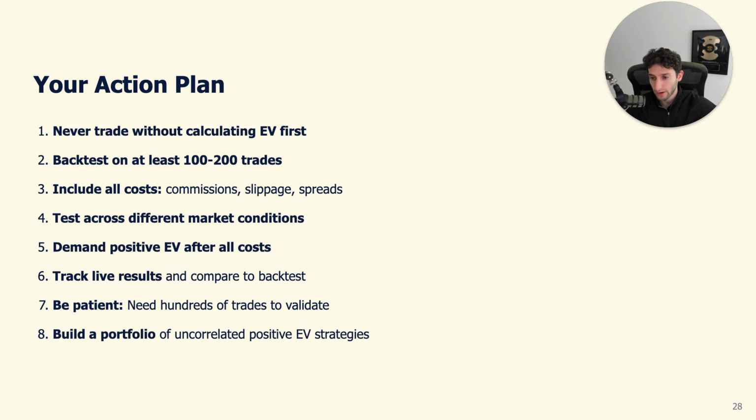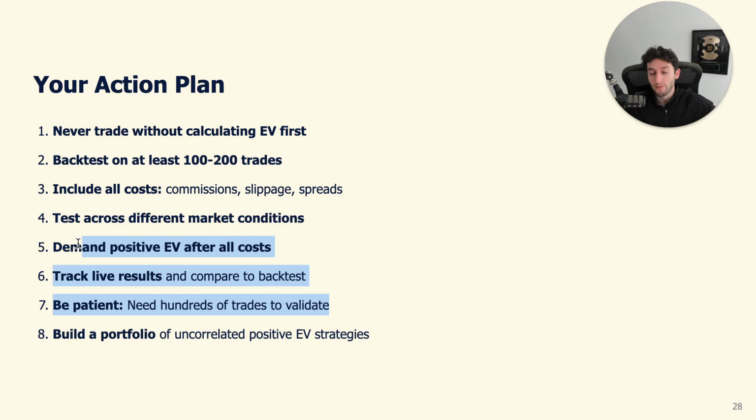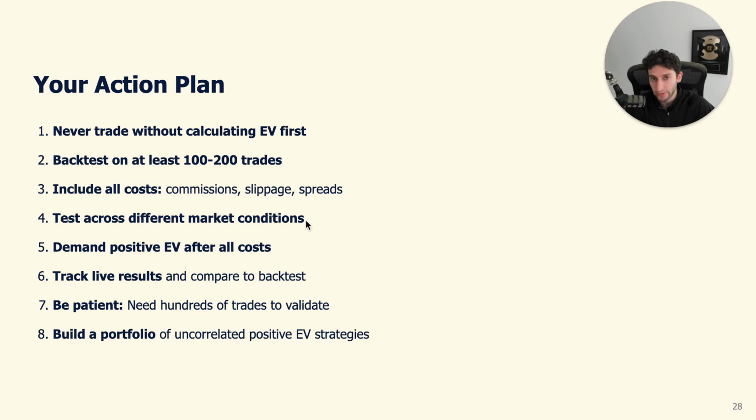Now, your action plan from watching this video: first, never trade without calculating EV. If you do not know your EV, backtest your strategy on 100 to 200 trades, include all the costs, commissions, slippage, spreads, test it across different market conditions, different VIX environments, and see, do you have a positive EV? If you do not have a positive EV, you should change your strategy to find one that is positive. Then you want to track your live results and trade it live, compare it to the backtest, and be patient. And once you get one, you can build a portfolio of multiple EV strategies, and that's where the biggest institutions have been able to make millions and millions of dollars.